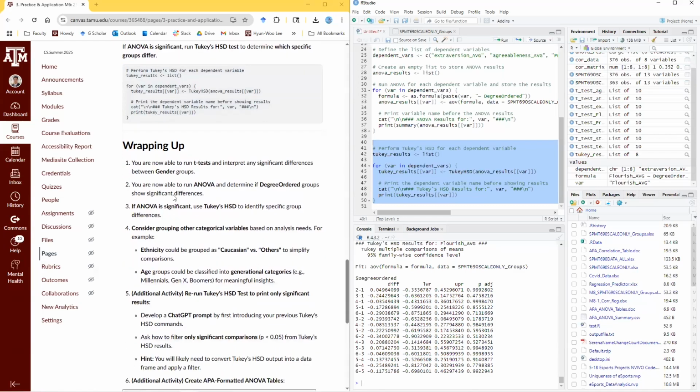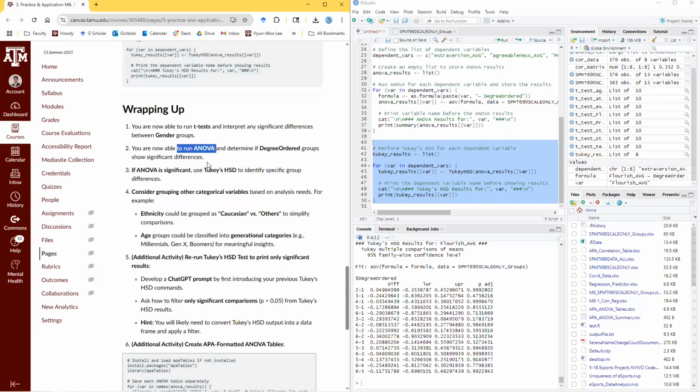Now, when we wrap up this session, you should be confident that you know how to compare mean differences with two groups as you did using gender. And now you know how to run ANOVA. And once we detect a difference in ANOVA, we use the post hoc test to identify where the difference is located.